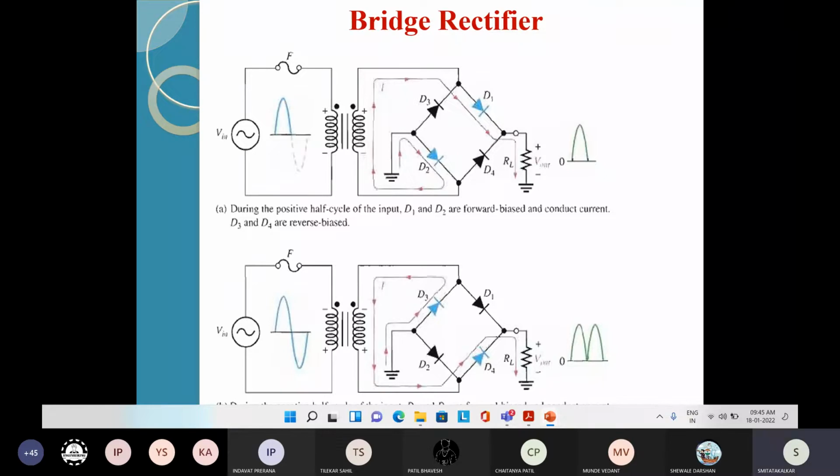This is diagram 2. Diodes D3 and D4 are blue, meaning on, and D1 and D2 are off. Then D3 and D4 are forward biased and conduct the current. And D1 and D2 are reverse biased, meaning open switch. Okay, understood?